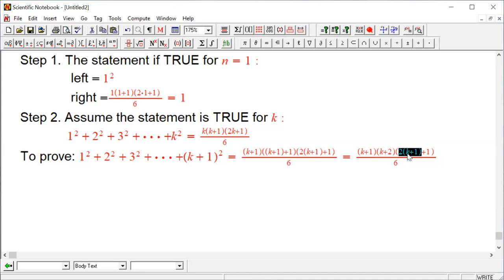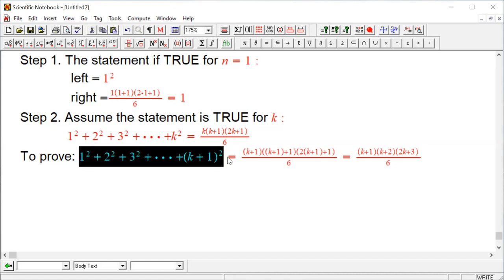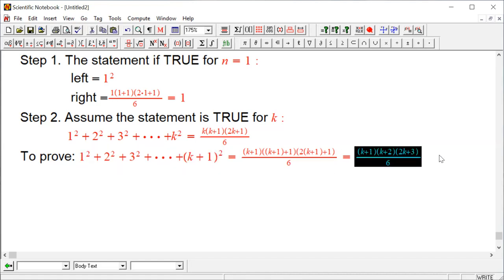And the next one is 2k plus 1. So if we distribute the 2, we get 2k plus 2. Then plus 1, that's 2k plus 3. Okay, so that's to be proved. So we want to prove the left-hand side is the same as the right-hand side. So this is our task next.